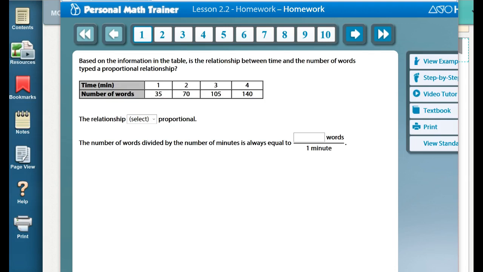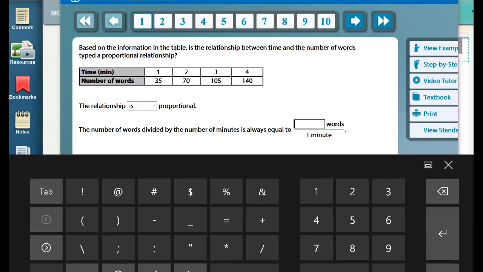So let's see here. This one is 1 out of 35. That simplifies to 1 out of 35. Another 35 would be 100, yeah, 135. This is 1 out of 35 every time. So yes, this is a proportional relationship. Now, the number of words divided by each minute is going to be 35 out of 1. Now, here's what you may have noticed.